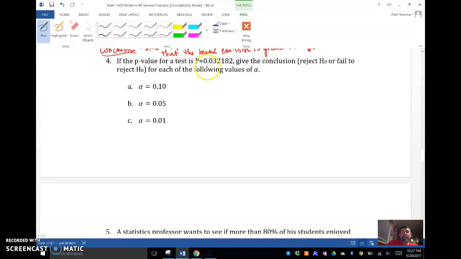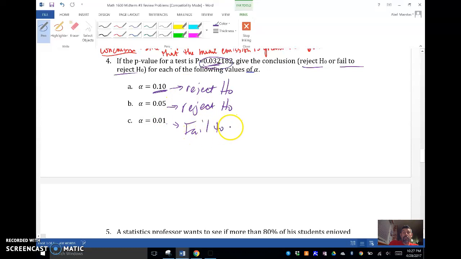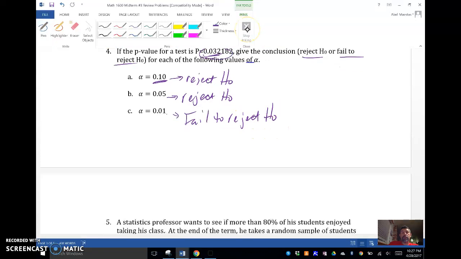If the p-value for a test is 0.032, give the conclusion. All I want you to do is say reject or fail to reject the null based on an alpha level. Notice here 0.03 is smaller than 0.1. If the p is smaller, then we reject the null. The p here is still smaller, so we're going to reject the null. But the p here is larger, so we're going to fail to reject the null. This is simple. Those are some easy points for you guys.